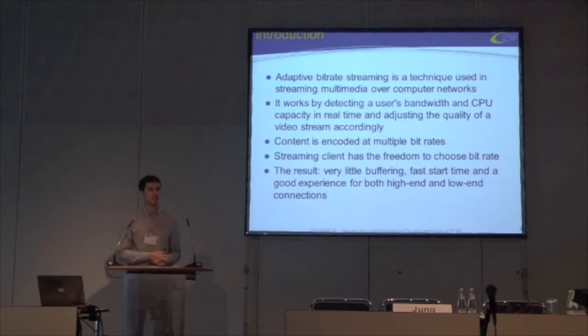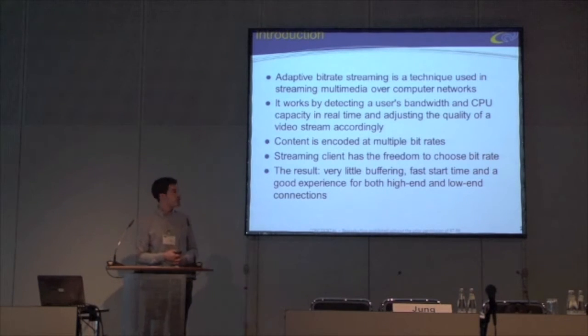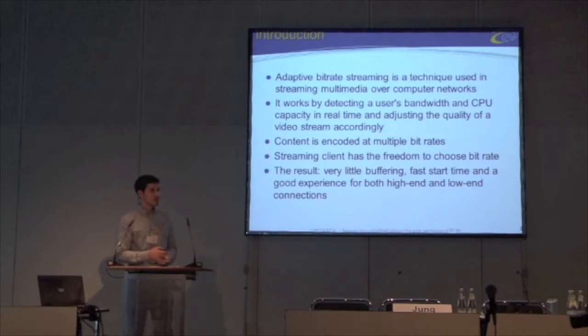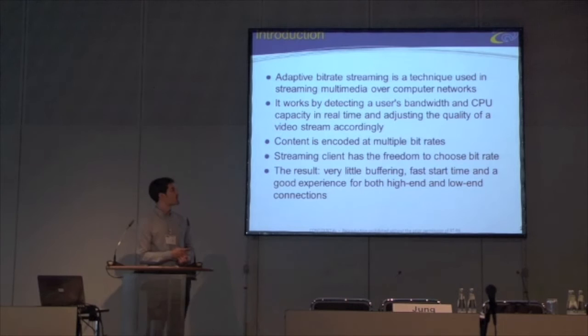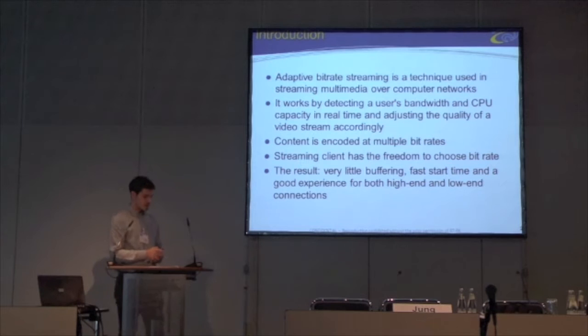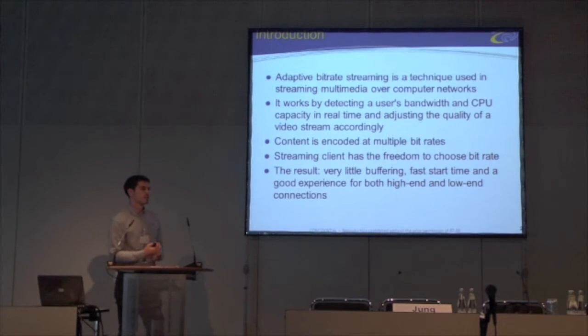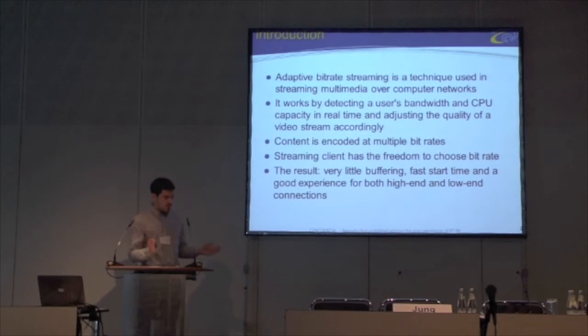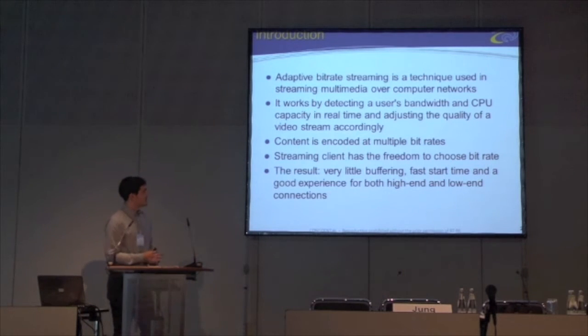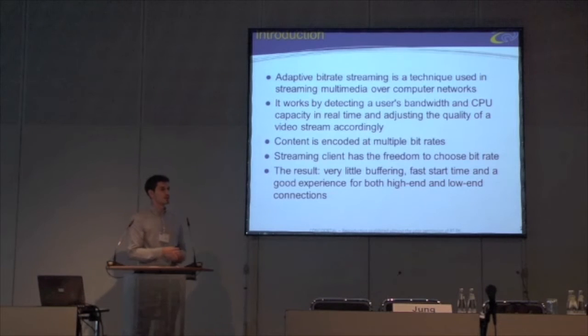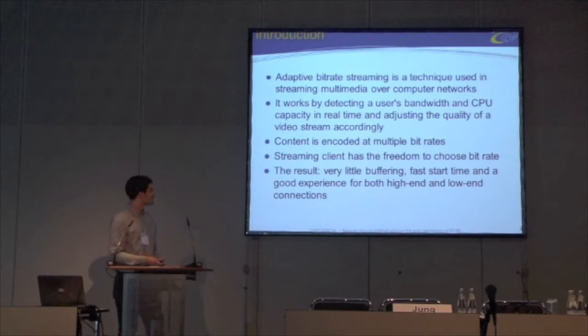Although adaptive streaming is much of a self-explanatory term, I decided to give you a short introduction into this technology because it is so important for this work. Adaptive bitrate streaming is a technique used in streaming multimedia content over computer networks. It works by detecting the user's bandwidth and the CPU capacity, and all of this is done in real time. And it is adjusting the quality of the multimedia content accordingly.